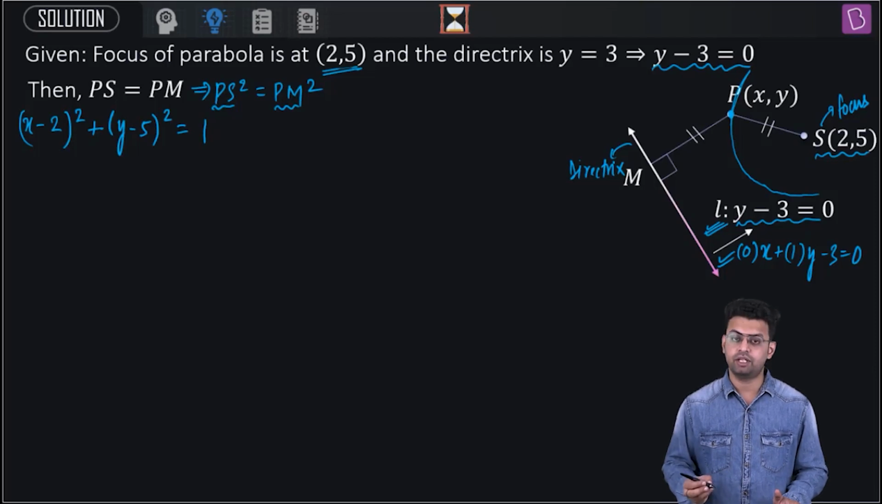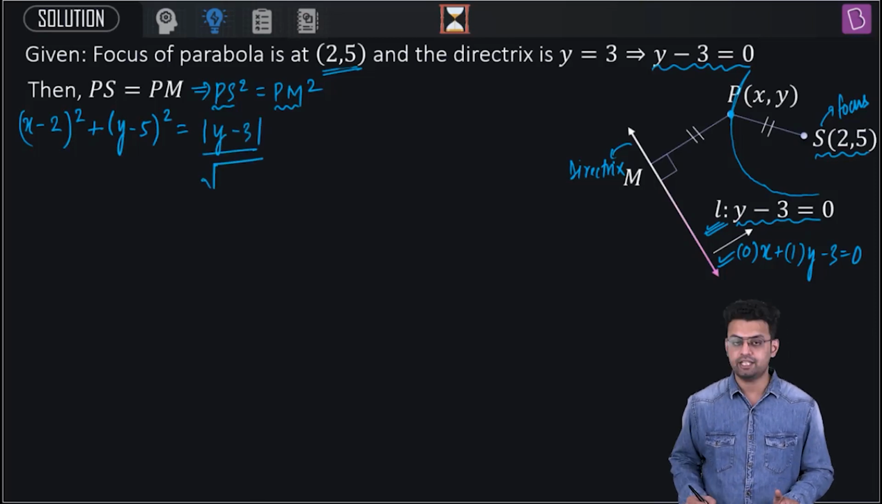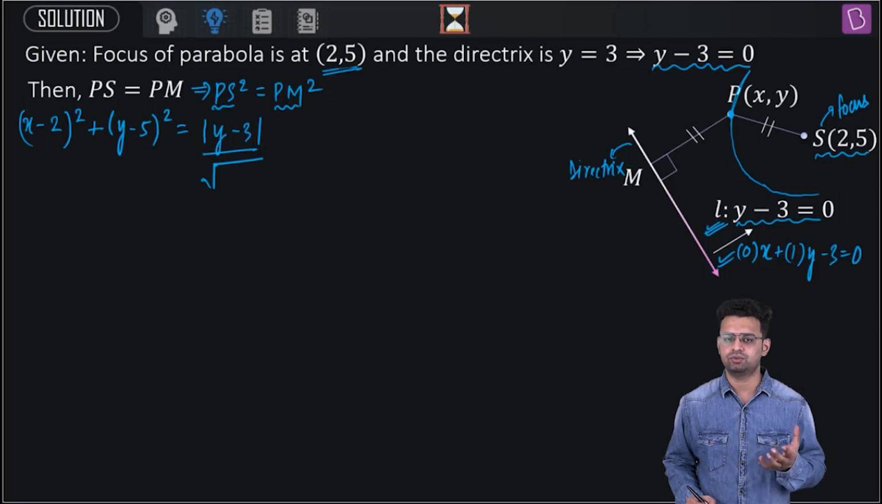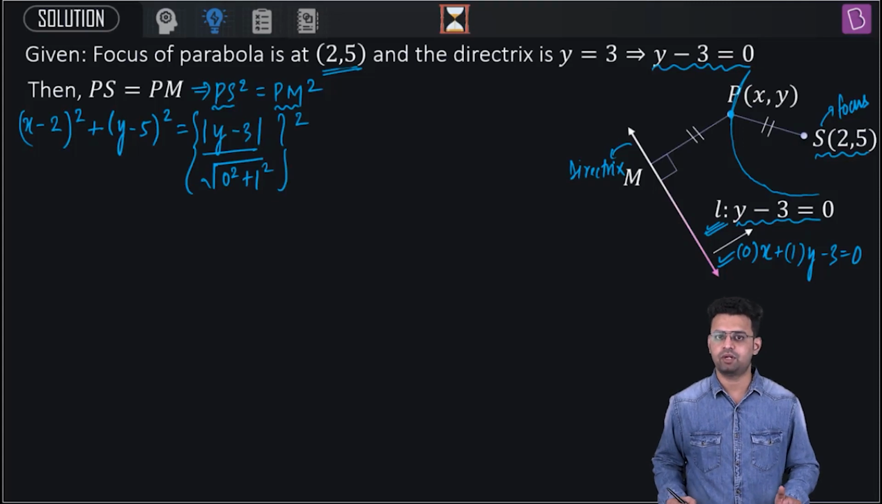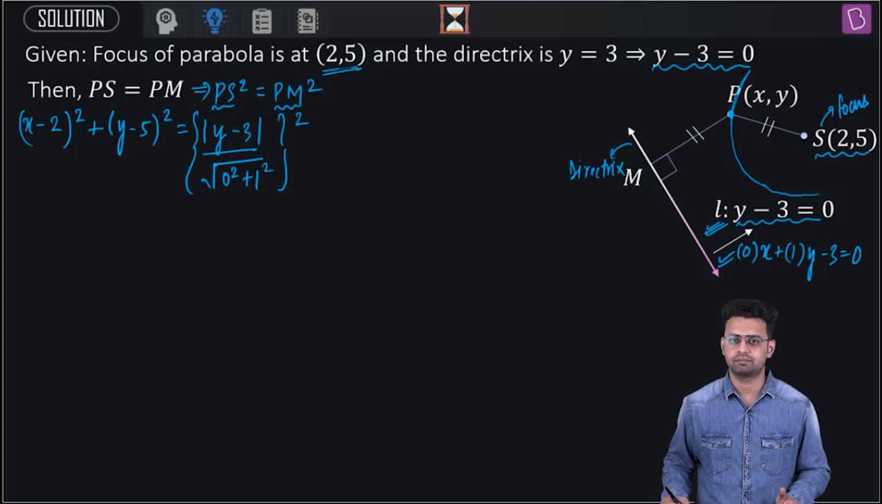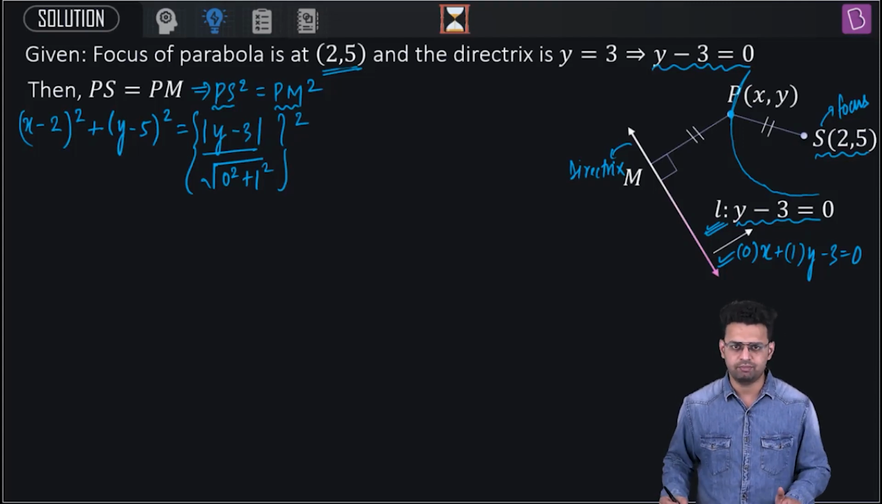B is 1, the point y1 is itself y, so I'll get y. C is the value of constant as minus 3 upon root over a square plus b square. A is 0, so let me write it for you. 0 square plus b is 1, so it will become 1 square. And if you remember, we have to write the value of PM square. So I'll be squaring the whole expression, correct? Now we'll just have to simplify it and we'll get the equation of the parabola.